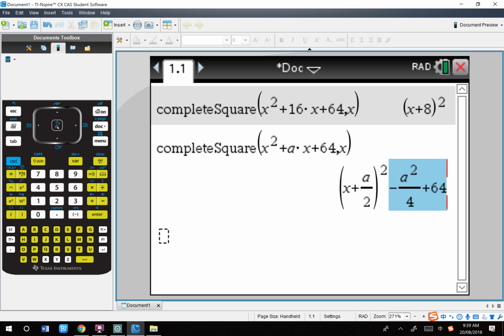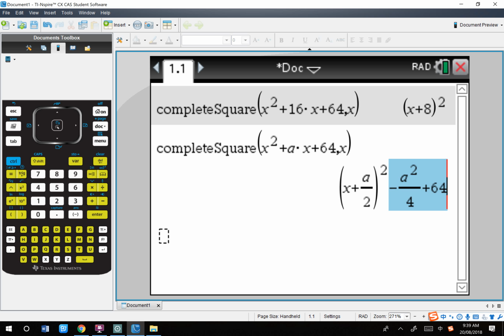So why do I need the comma x? Because I tell the calculator what is the variable and what are the values. So a is the value, x is the variable in this case. Therefore it will complete the square for you like this. All right, so that's for the first one.